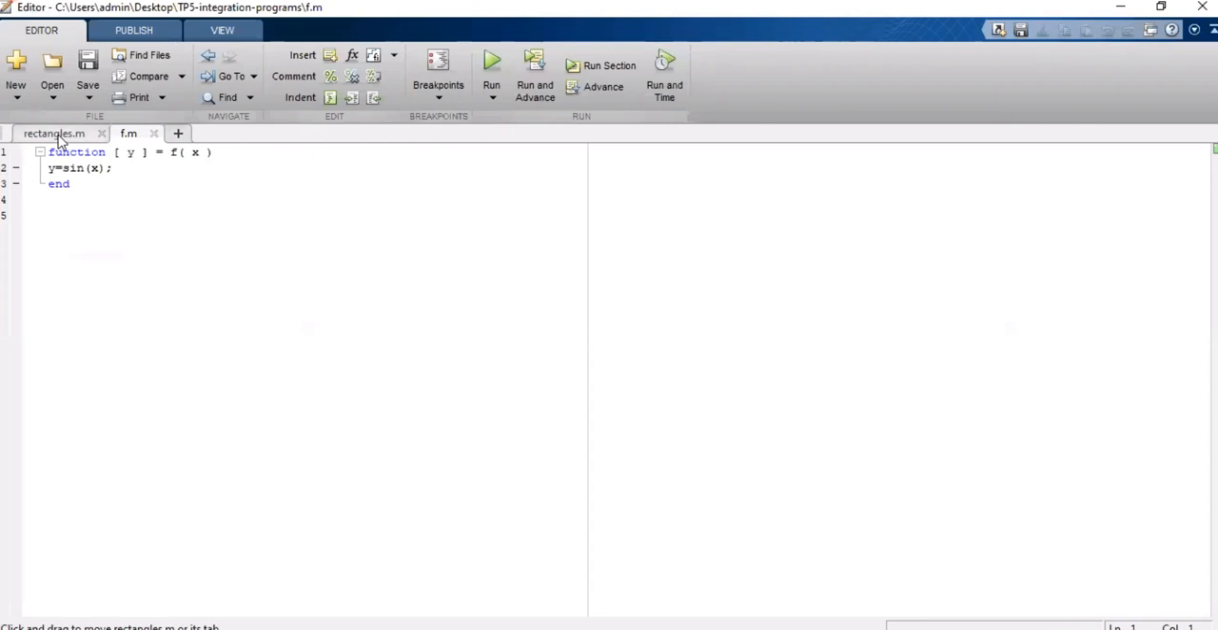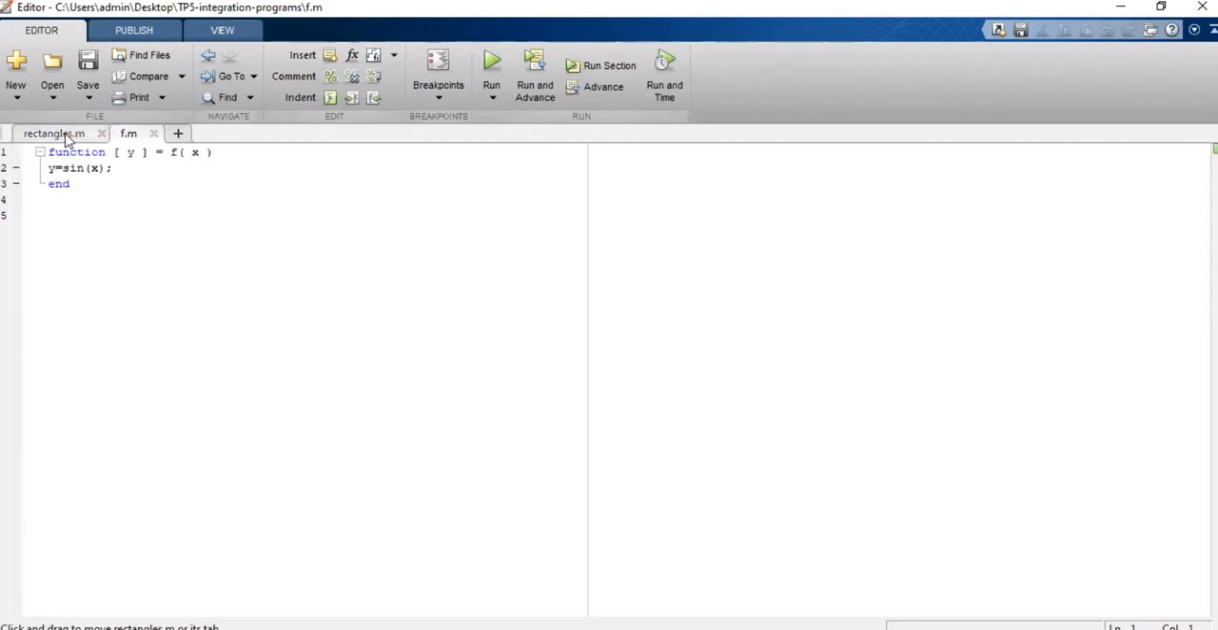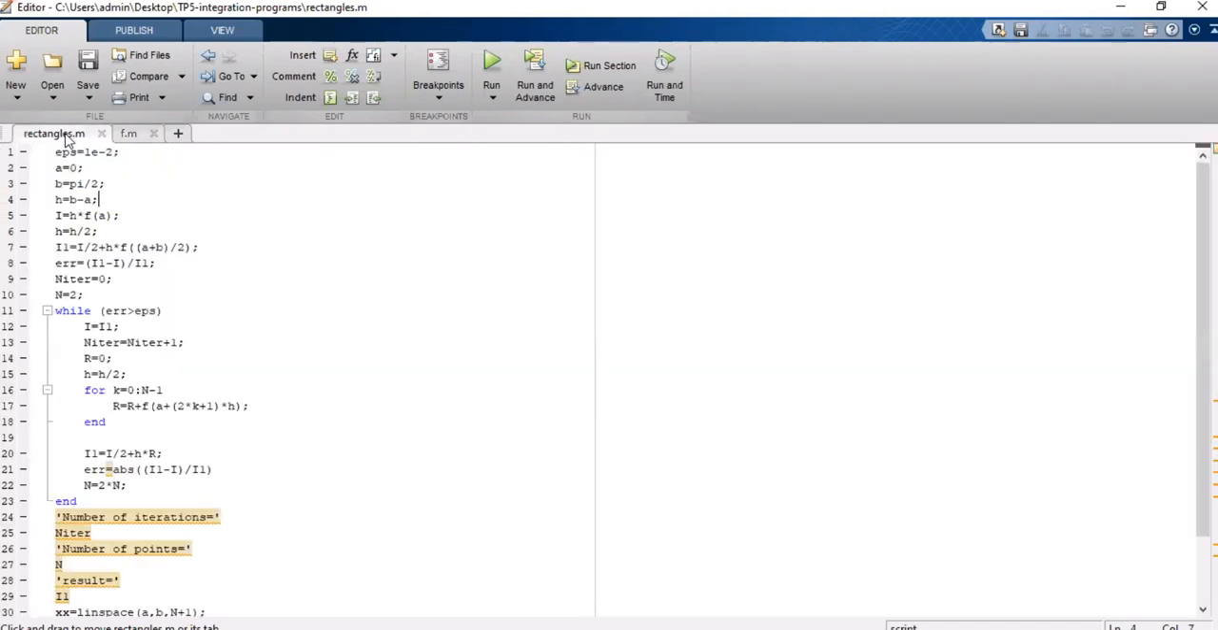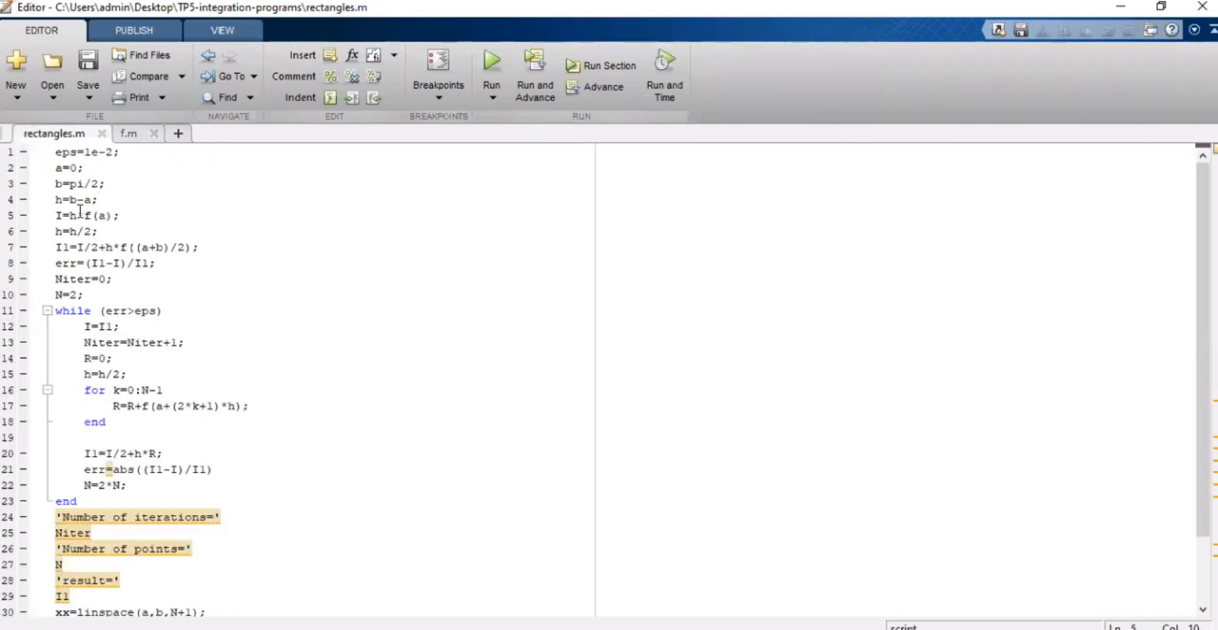Yeah. So basically, here I defined the precision, a, b, and here I use f sine x that I integrate between 0 and pi over 2 in this example. So I define the function y equals f of x, y equals sine x. You can use any function here for the integration, because here you call your function.